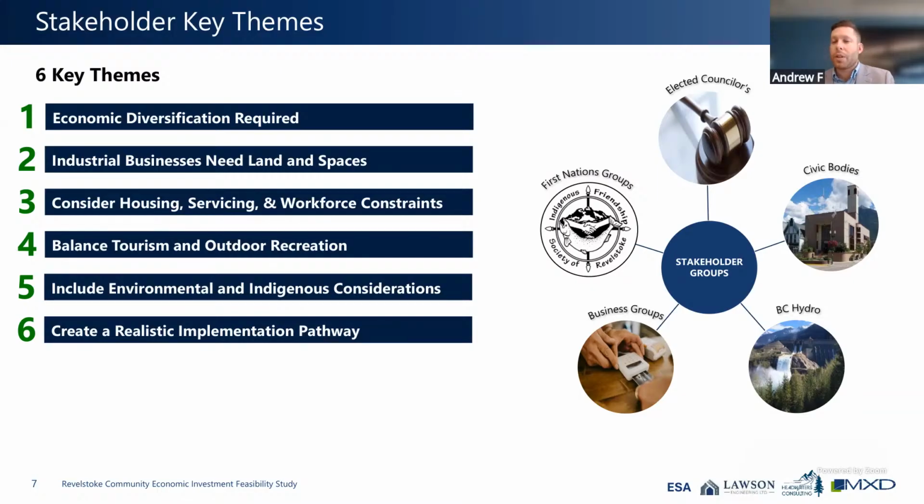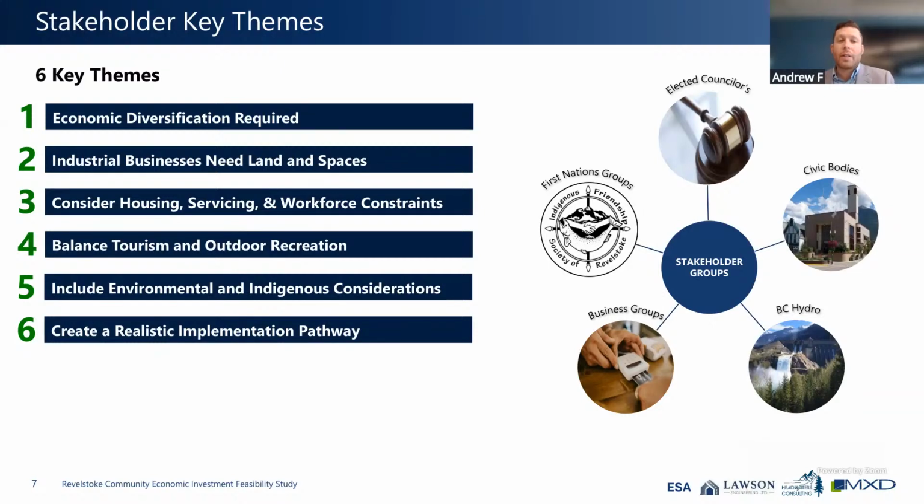Out of that, we took copious amounts of notes from all our stakeholder consultation, but came up with 6 primary themes, as you can see here on the left. The number one piece I think everyone agreed with, no matter which stakeholder we spoke with, was economic diversification, but also that many industrial businesses need land in a wide variety of spaces that availability just isn't there. And we've heard anecdotally from a wide variety of stakeholders that businesses had moved out to various other municipalities in the surrounding region because they couldn't find the right spaces in Revelstoke to expand their business operations.